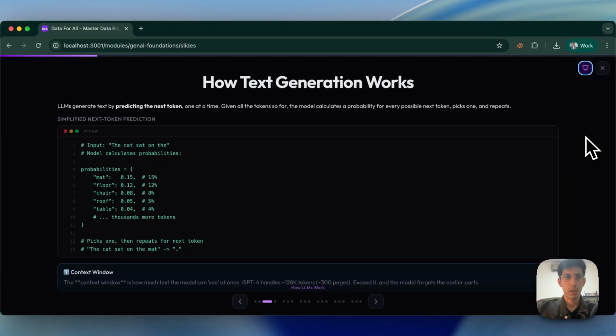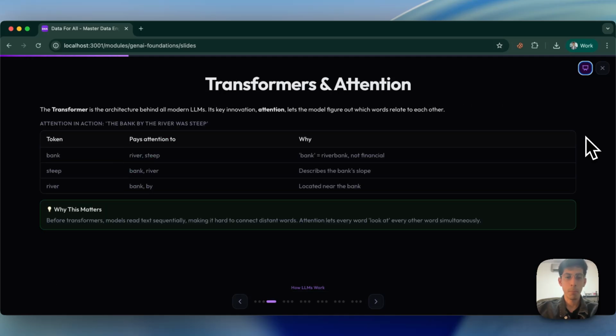Look at the code block. Those probabilities are simplified versions of what the model actually computes. In reality, it's calculating probabilities across its entire vocabulary of tens of thousands of tokens.